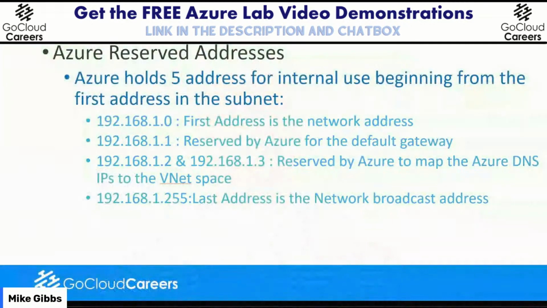Now, I wrote this down because I wanted you to see which IP addresses were actually reserved. The 192.168.1.0 is still used for the gateway as the network address. But Azure also reserves the first IP address to be used by the router itself or the default gateway. Then they reserve the second and third IP address of the subnet to map to the Azure DNS space. And then obviously the last address is a broadcast. So they do some funny things with networking, and just keep that in the back of your mind.